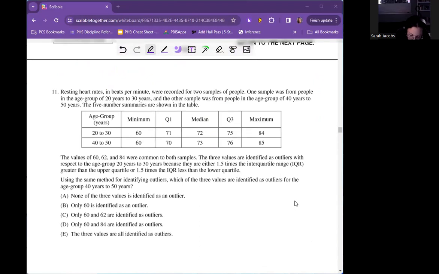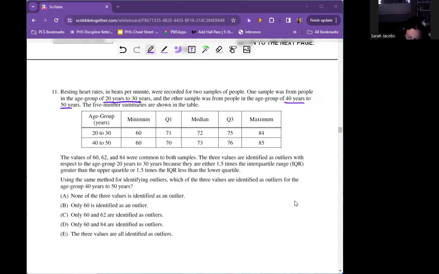Resting heart rates in beats per minute were recorded for 2 samples of people. Look at all those prepositional phrases. One sample was from people in the age group of 20 years to 30 years. And the other sample was from people in the age group of 40 years to 50 years. The 5 number summaries are shown in the table. The values of 60, 62, and 84 were common to both samples.